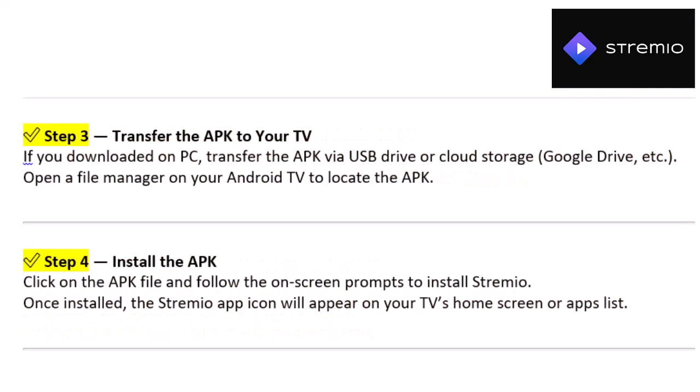Step 3. Transfer the APK to your TV. If you download it on PC, transfer the APK via USB drive or cloud storage, like Google Drive, etc. Open a file manager on your Android TV to locate the APK. Click on the APK file and follow the on-screen prompts to install Stremio. Once installed, the Stremio app icon will appear on your TV's home screen or apps list.